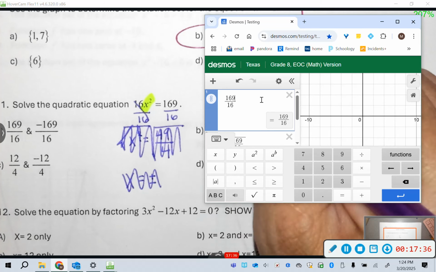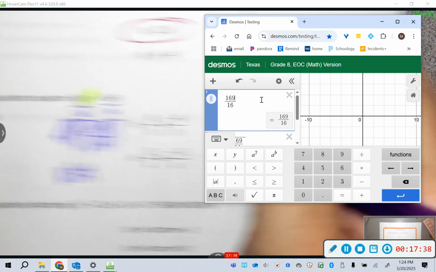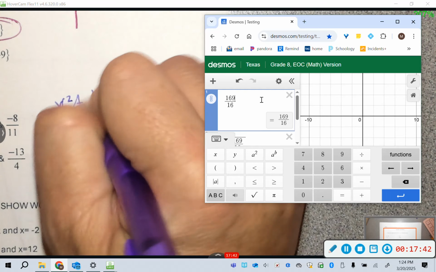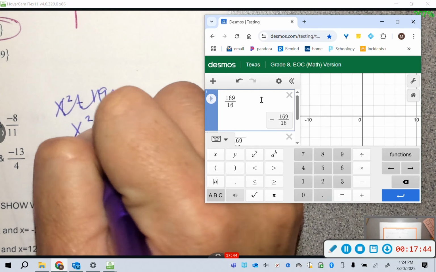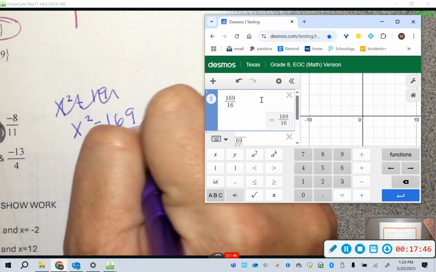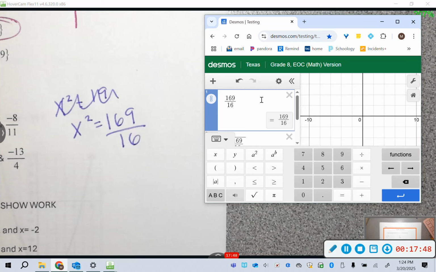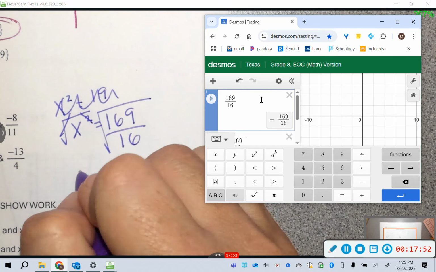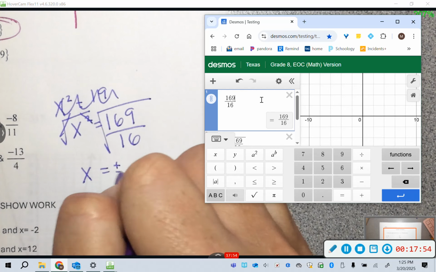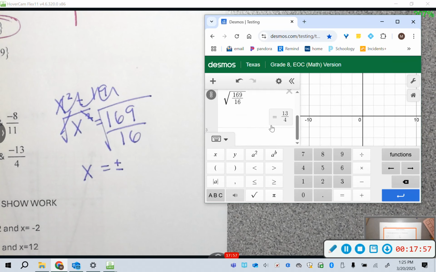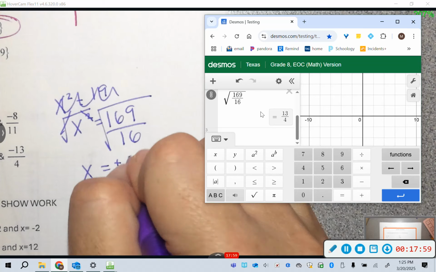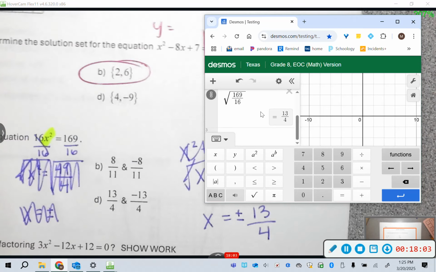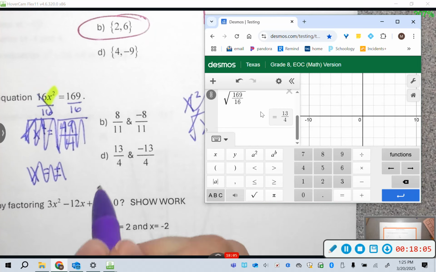So I get x squared equals, I'm going to redo it over here. 169. Dang it, I'm doing it again. X squared equals 169 over 16. Does not simplify. Now that this is alone, we square root both sides. Squared to squared. Positive and negative. And if I type it in my calculator, which I did here, it's 13 over 4. I was really baffled for a second. Okay, so I have a positive and negative 13 over 4, which is right here, which is D.